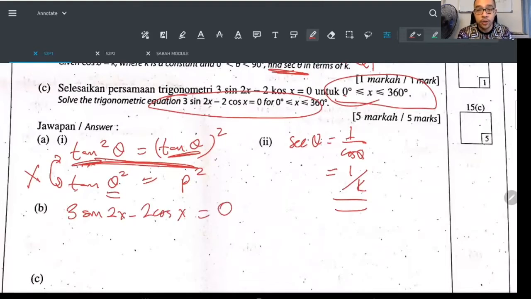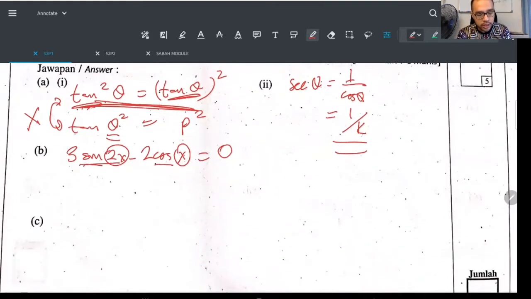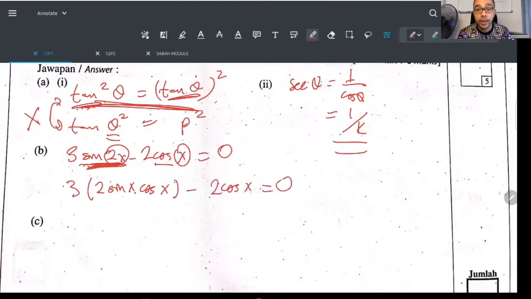I don't have time to go into what are the steps to solving, but the most important thing is you need to make it one function only. In this equation, there are two functions, and the functions don't even have the same angle. So it's like a double whammy. First thing you need to do is change this. Sine 2x is 2 sine x cos x. So 3 times 2 sine x cos x, minus 2 cos x equals 0.